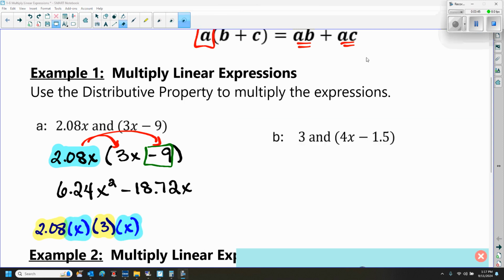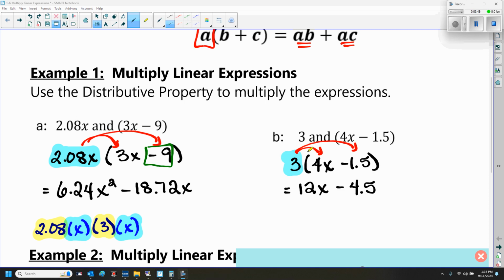All right, with your table partners, go ahead and do this next problem. All right, so here we have 3 times the quantity 4x minus 1.5. So we're going to take that 3, we're going to multiply it times the first term. So 3 times 4x, that's 12x, right? And then we're going to multiply the 3 times the negative 1.5. And that's going to give me a negative 4.5.